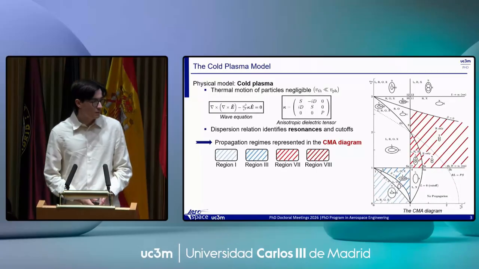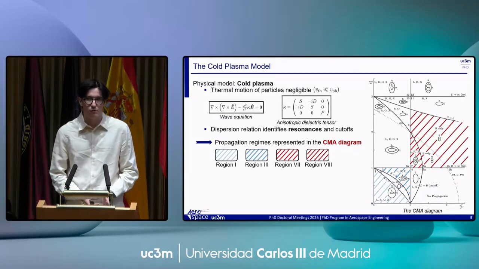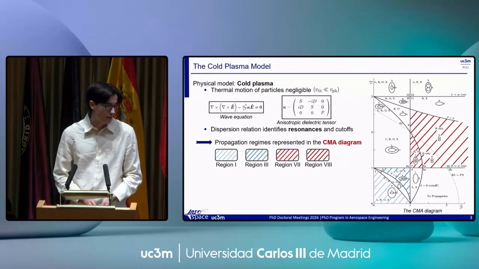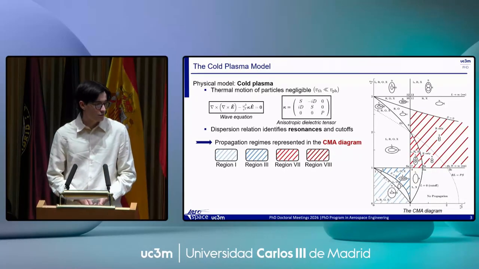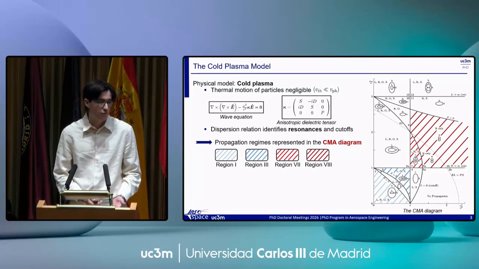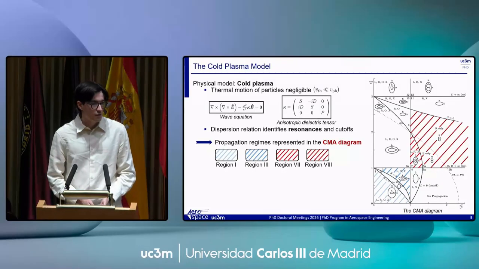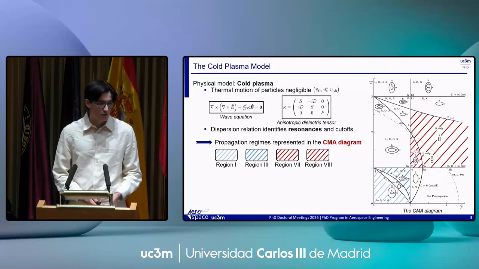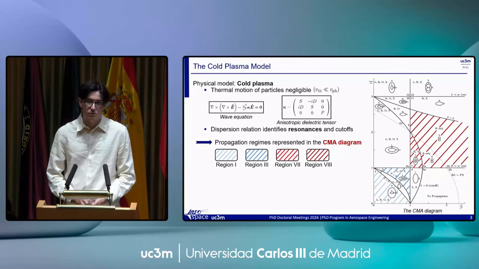So the cold plasma model is a simple model that encapsulates the response of plasma to the waves through the dielectric tensor kappa in the wave equation. The dispersion relation that you get from the wave equation gives you the resonances and the cutoffs of the waves, that themselves define different regimes of wave propagation that can be represented in the CMA diagram as different regions. So here I highlighted the main ones.